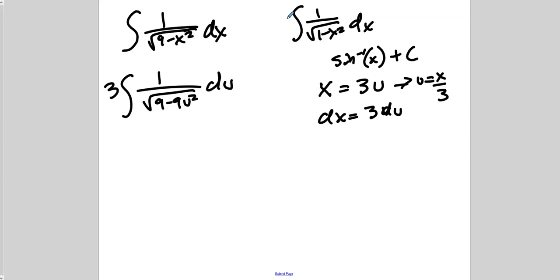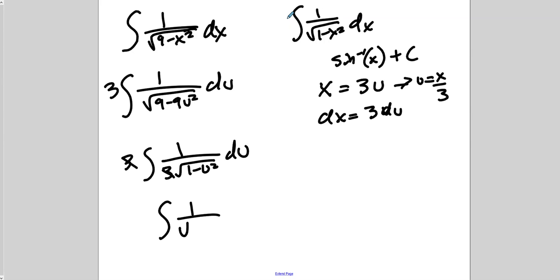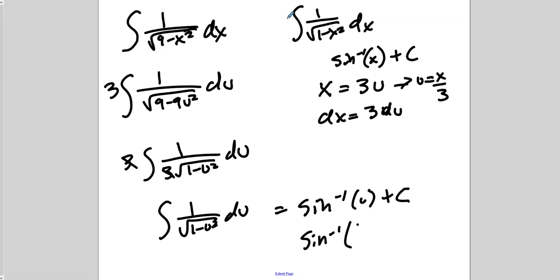And then we can bring the 3 outside. So we get 1 over 3 times the square root of 1 minus u squared du, and then these 3's cancel out. And now we just have an integral that we know. And this equals arcsine of u. And here's the mistake that I made. U is x over 3. So it's arcsine of x over 3 plus c.